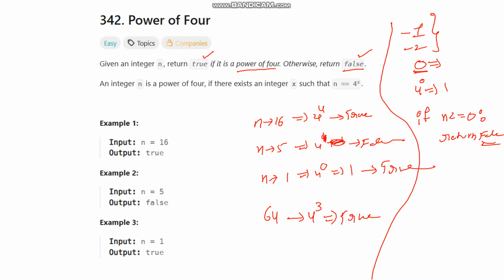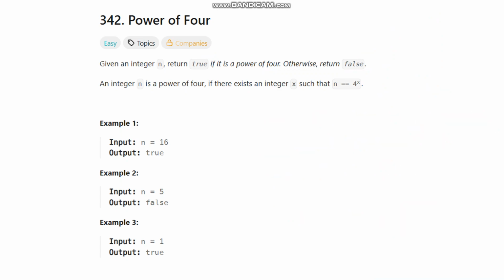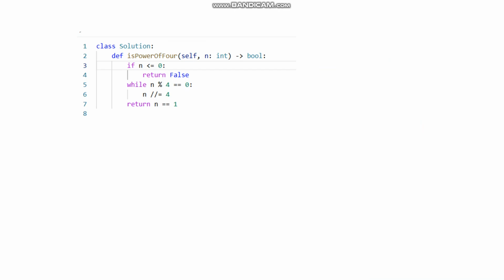Next, come to the code here. I wrote one simple code here. If n is less than or equal to 0, means for the negative numbers here.